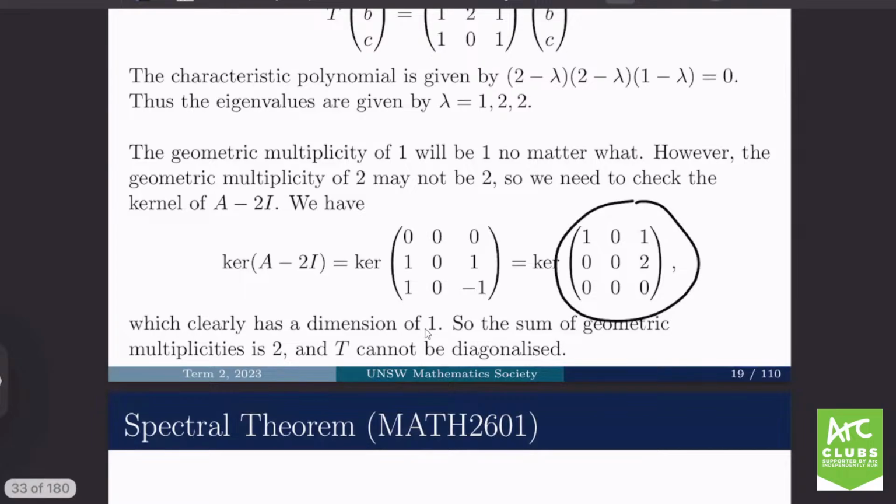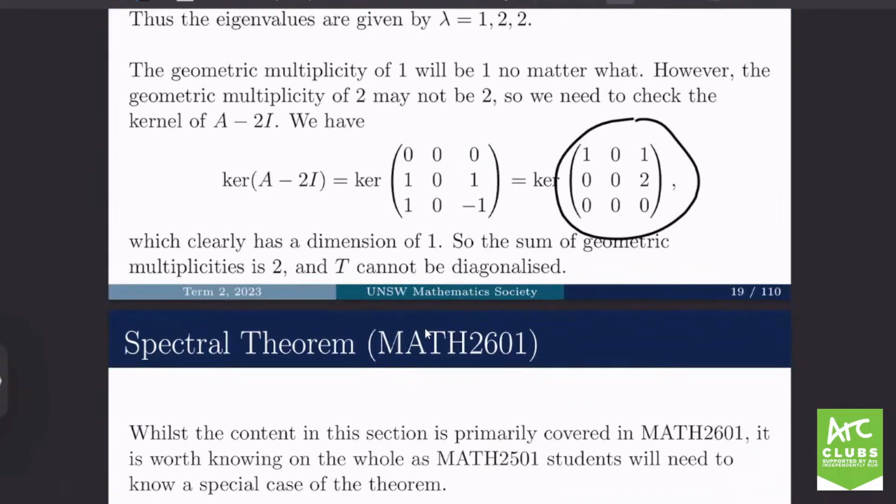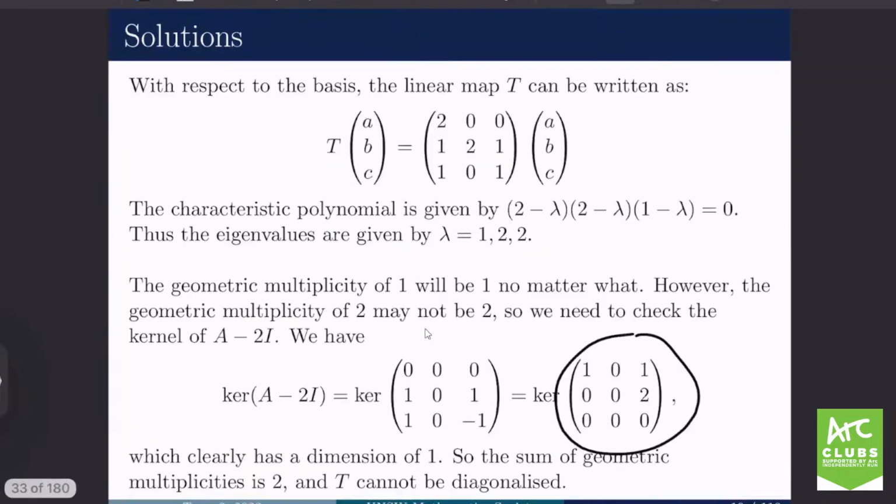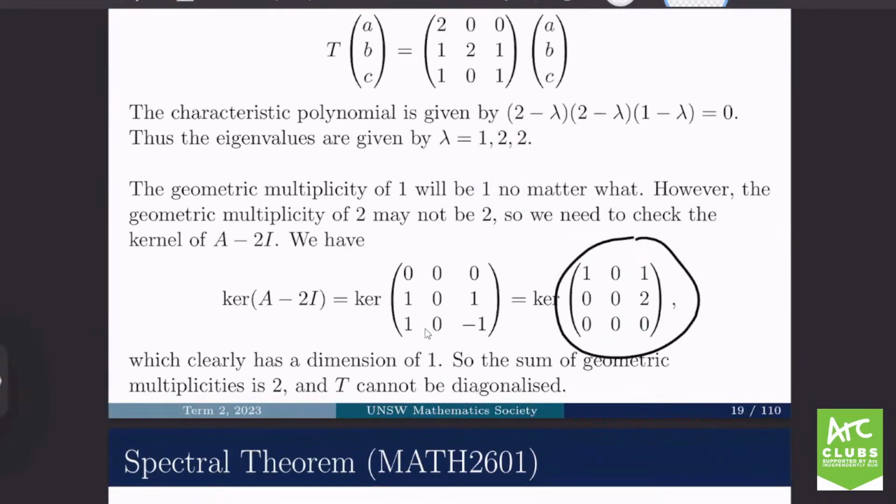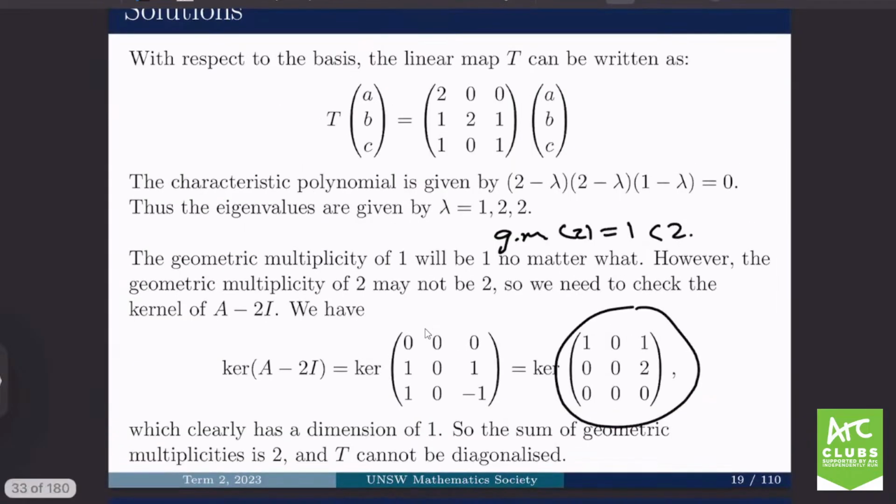Now, if we look at this, the dimension of this kernel is 1, okay? And therefore, you can see that the geometric multiplicity of 2 equals 1, which is less than 2, okay? And what that means is if we sum the geometric multiplicities for distinct eigenvalues, we get 2, which is less than 3, which is the dimension of V. So there will not be an eigenbasis, and therefore there will be no representation for which the linear map is diagonal, okay? And therefore T cannot be diagonalized.